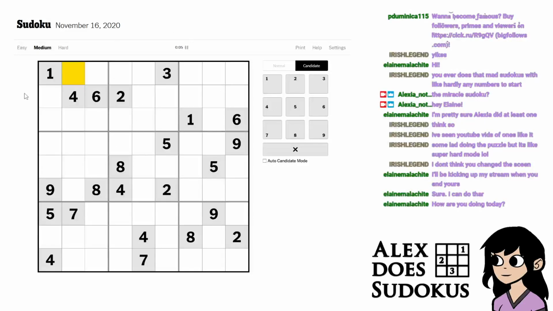And actually, I'm going to do the medium Sudoku with pencil markings today, because I tend to do the medium one with no pencil markings, but I haven't done a normal kind of walkthrough of medium Sudoku, so let's try that.